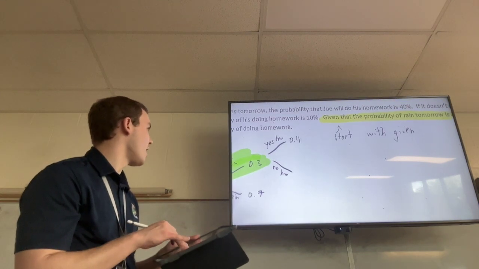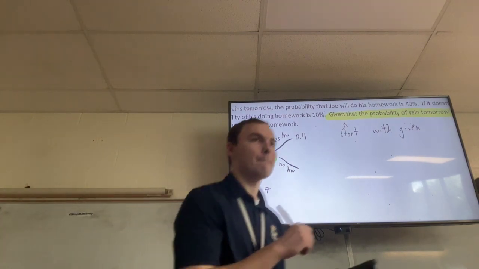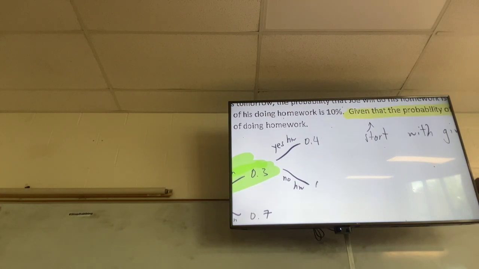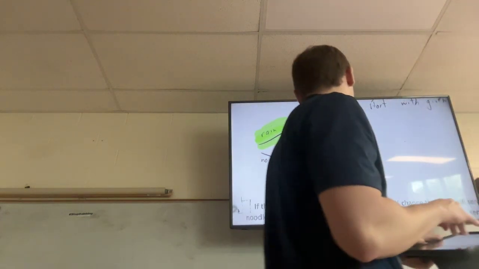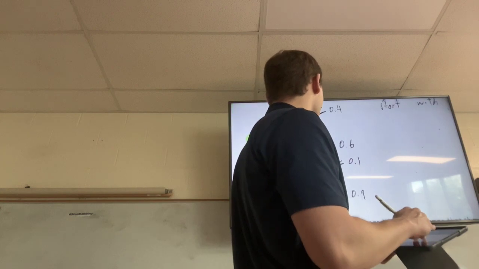And then what's the probability that he doesn't do his homework? 0.6. Any two prongs here have to add up to 1, if that makes any sense. If it doesn't rain, what's his probability that he does his homework? 10%. Come on, Joe. What's the probability that he doesn't do his homework if it doesn't rain? 0.9. Those two numbers have to add up to 1.